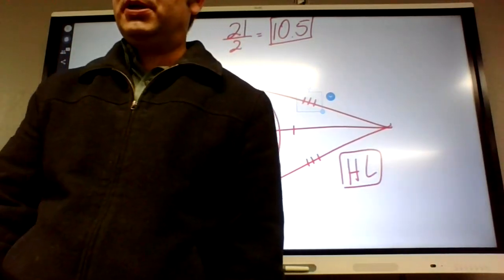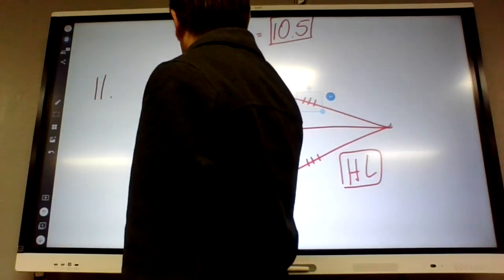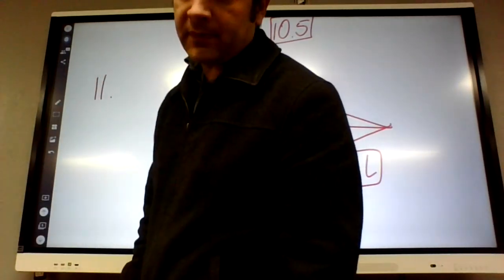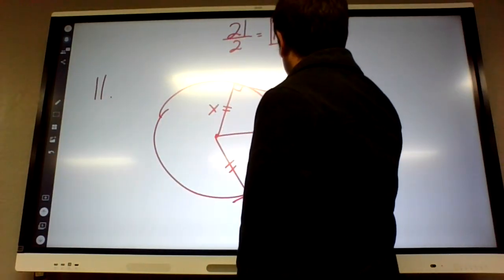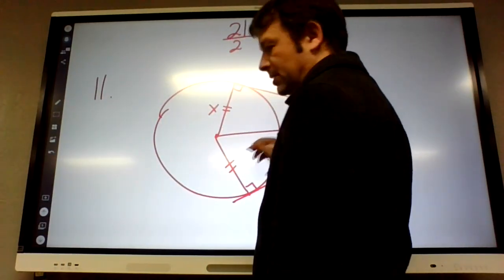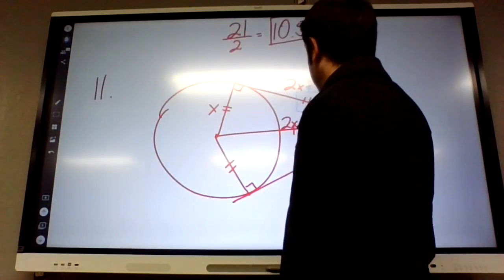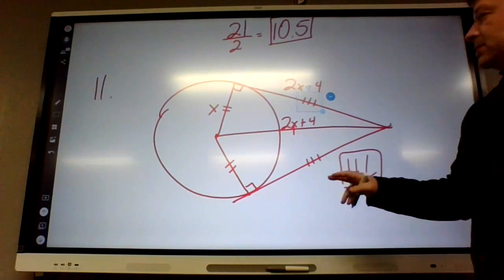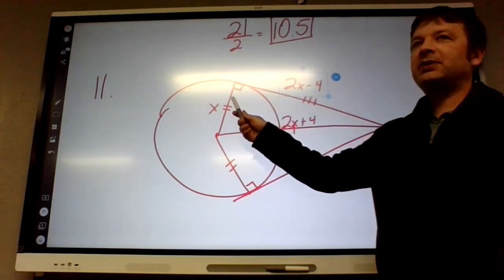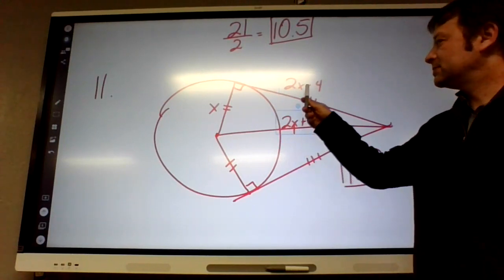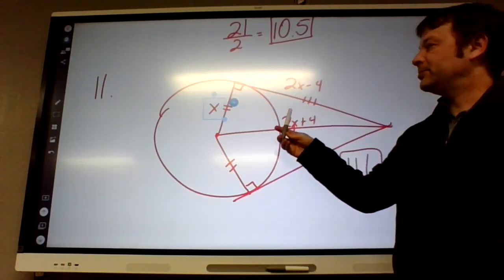So QR is x. RS is 2x minus 4. And the other one was 2x plus 4. QS is 2x plus 4. So how could we figure out what x is here? A squared plus B squared equals C squared.